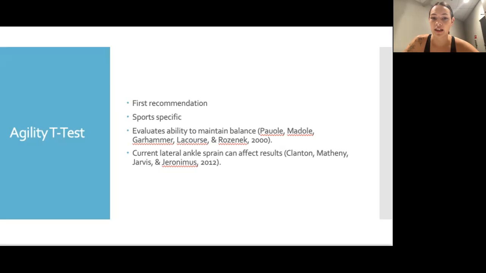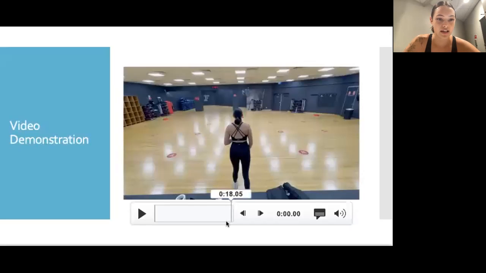For Ben to be cleared, he would have to be within this range to return to tennis, and previous research has also demonstrated a very high reliability and validity of this agility T-test. So this one here is the example. I'll play that.